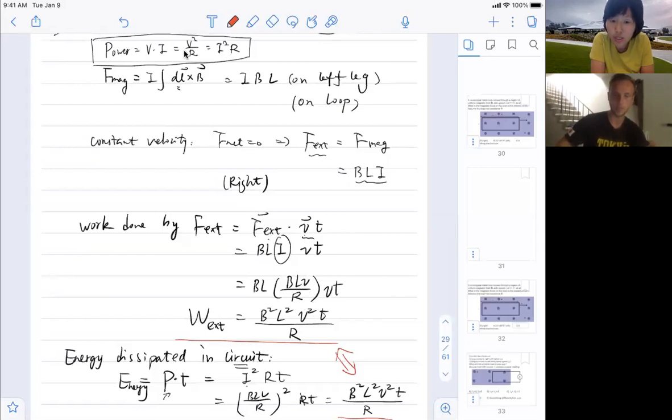So where is this energy coming from? It has to come from the external work, that is work done by you. You are doing work, you're dragging the loop, and the work done by you is exactly the energy dissipated in the circuit. So this one actually shows conservation of energy.